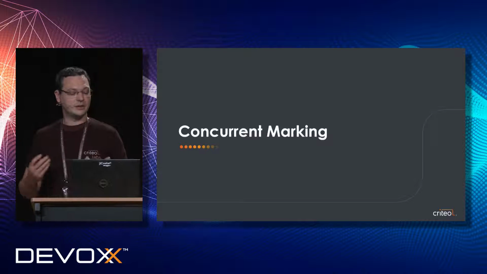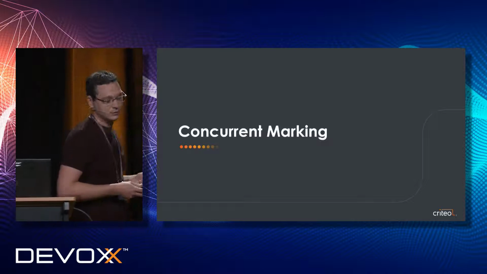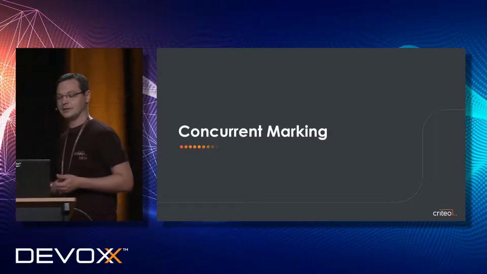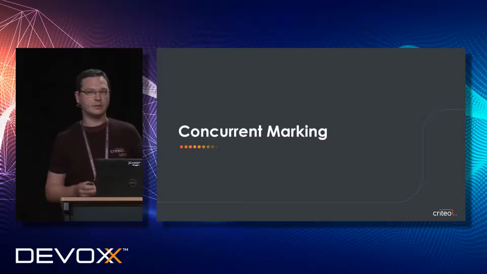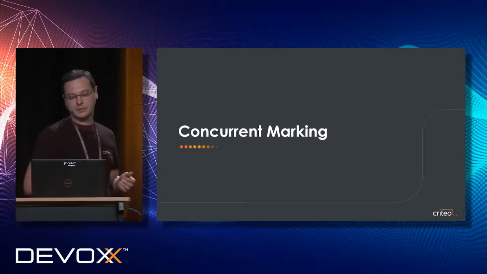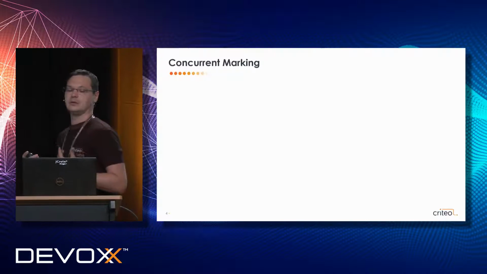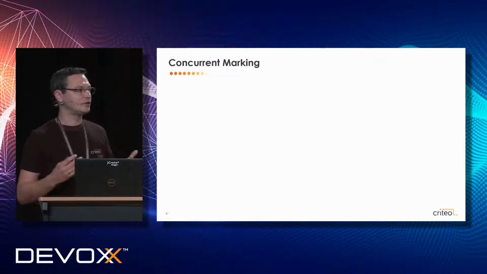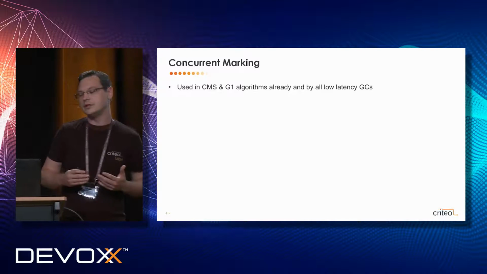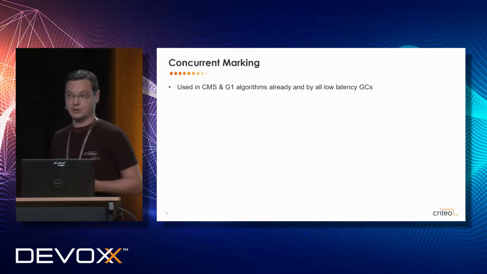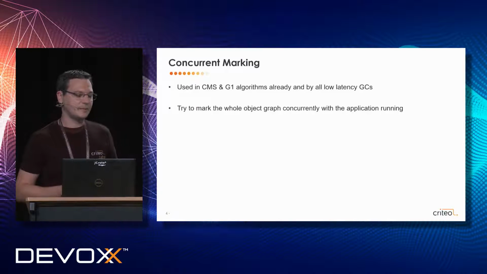So marking, moving objects, and sweeping. So here, concurrent marking is for when you have the application and a GC working together. Concurrent marking is not new. It's already used in the CMS and G1 algorithms, but it's common to all low latency GCs.